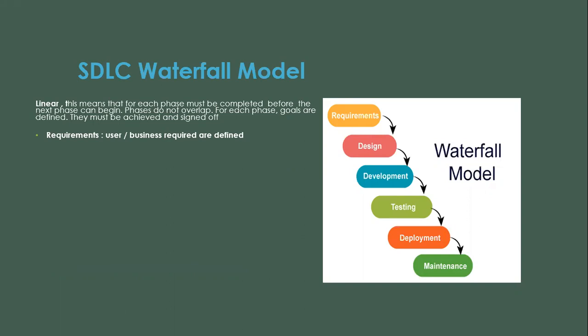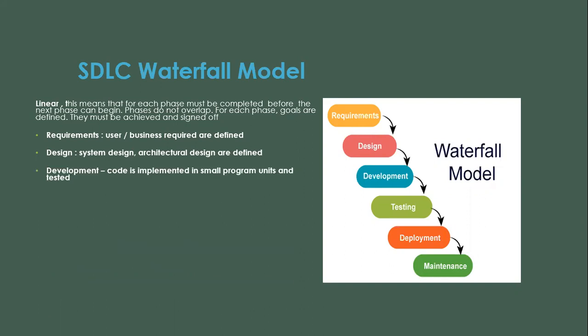In requirements, the user or business requirements are defined. The next thing is design, where system design and architectural designs are defined. Then development, where code is implemented in small program units and tested. Then we've got testing: test plan, test script, system tests. The system is tested end to end and user testing is done. These are the things that are done at each of these phases.